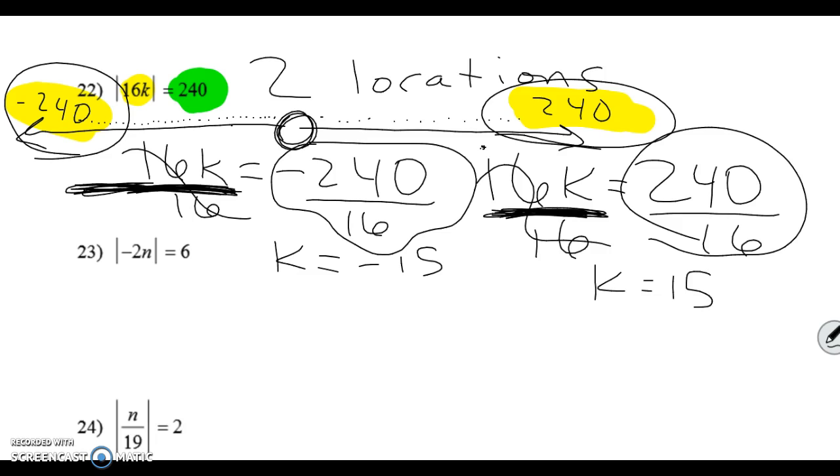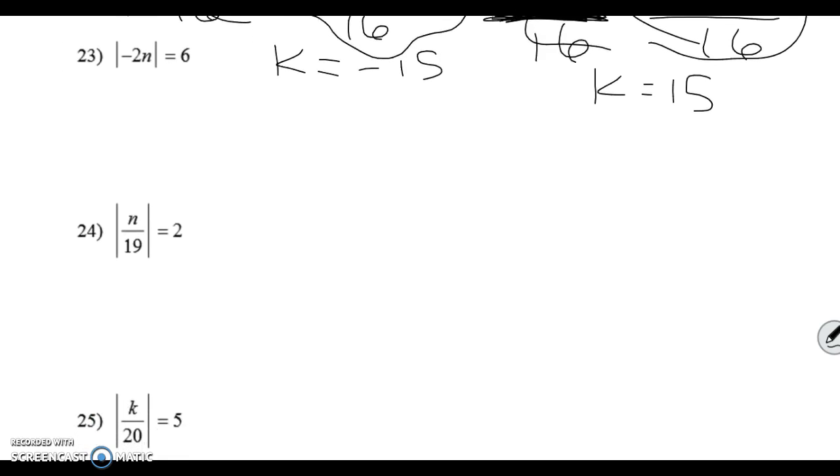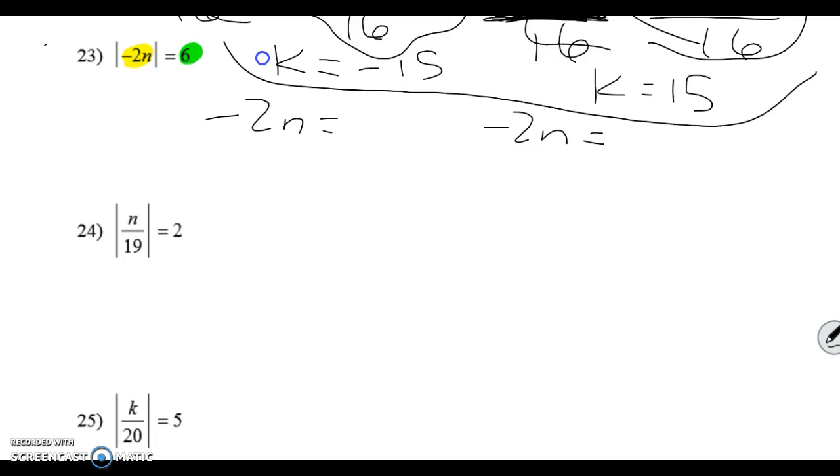Okay, so let's try that again. This is number 23. We have a yellow highlighter uncapped already to go. My location is negative 2n. My distance is 6. So if my location is negative 2n, I have 2 locations. So I can just go ahead and say negative 2n equals, and negative 2n equals. Let me put a line in between here.